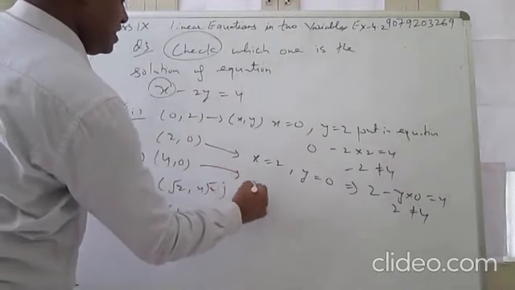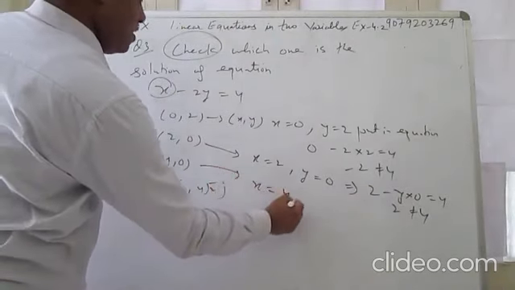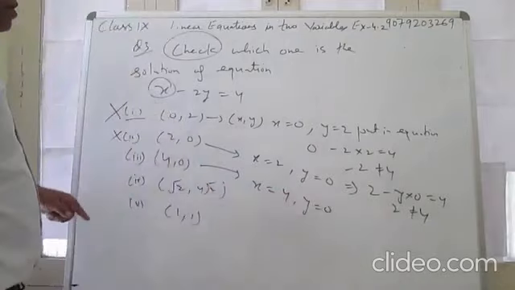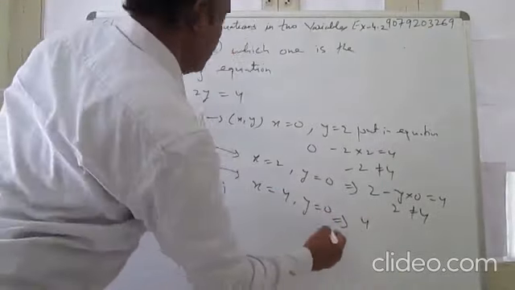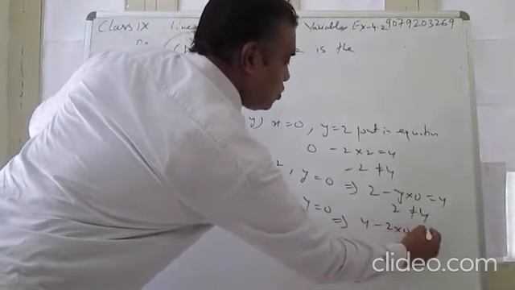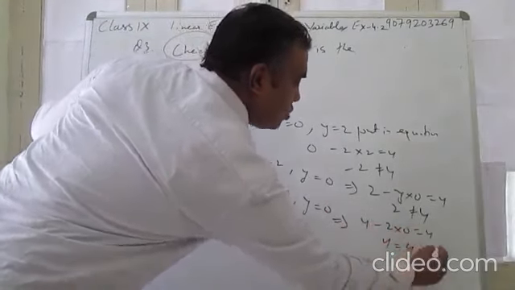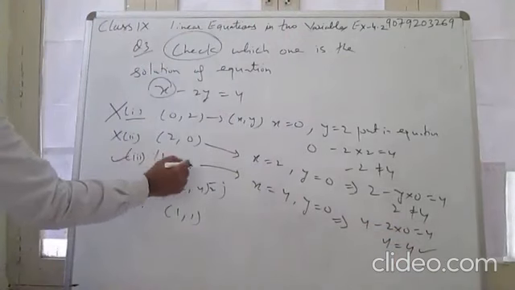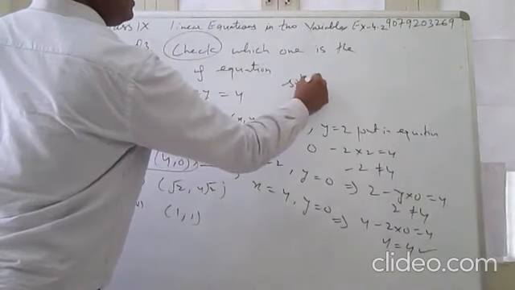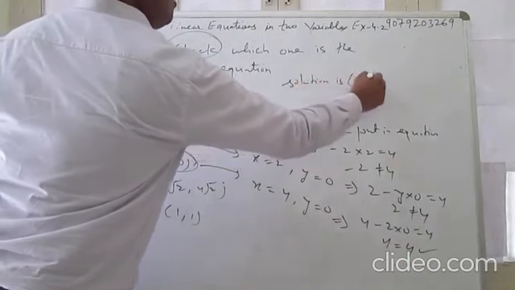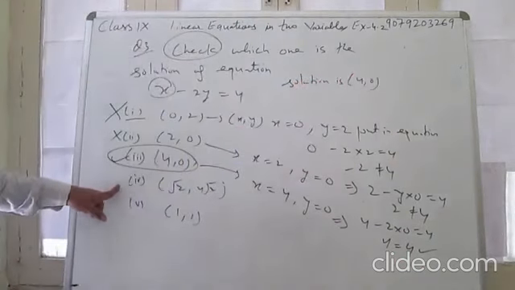In this x is equal to 4 and y is equal to 0. Now check it. Instead of x you can write 4 and instead of y, 2 into 0, is equal to 4. 4 is equal to 4. This is okay, so this is the solution. We got one solution: 4, 0.